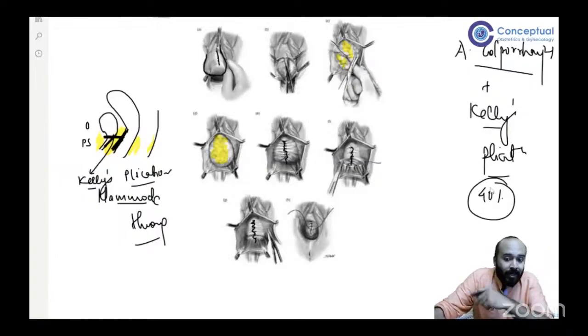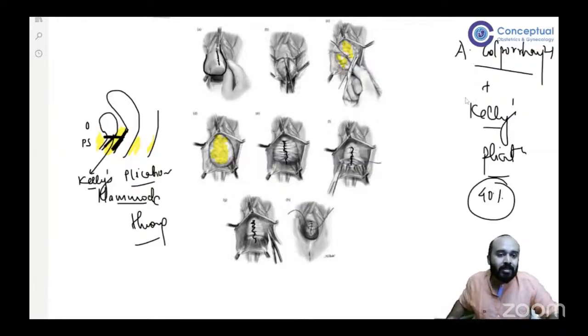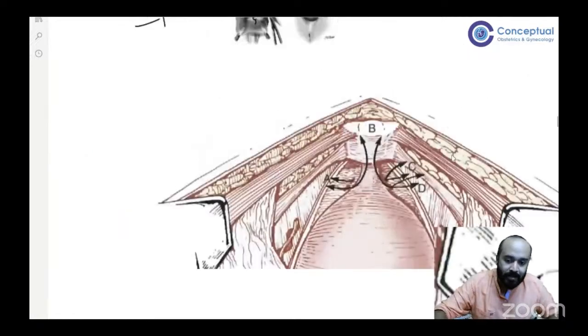Worse, if this Kelly's stitch became too tight, it would lead to a complete blockage of the neck of the bladder, and that would lead to voiding dysfunction. Again, the patient couldn't void at all, and hence a side effect, a major side effect of this surgery or of this Kelly's plication was that blockage of the urine ka outflow. Hence, this surgery is no longer done much because of its high recurrence and failure rates.